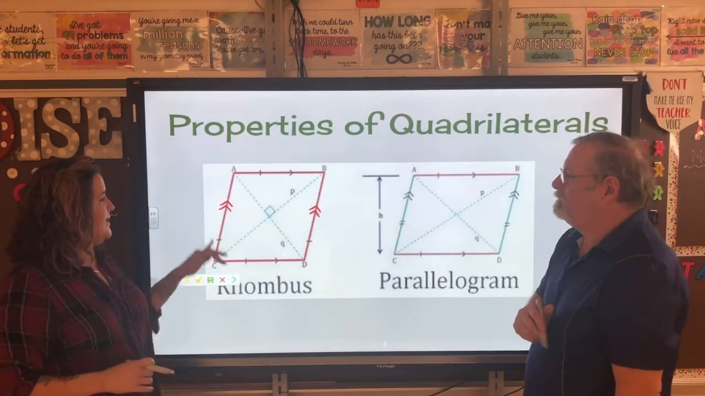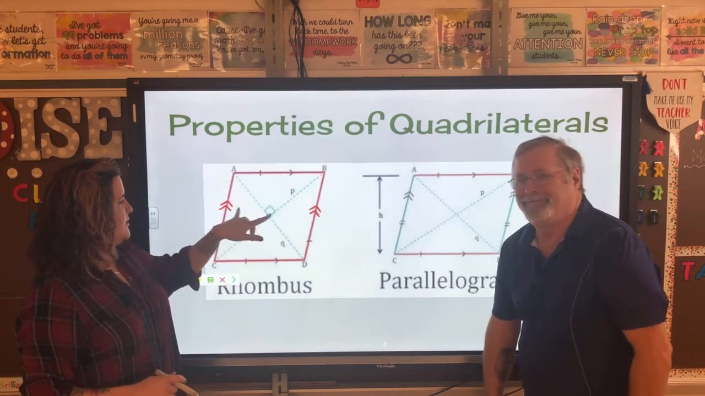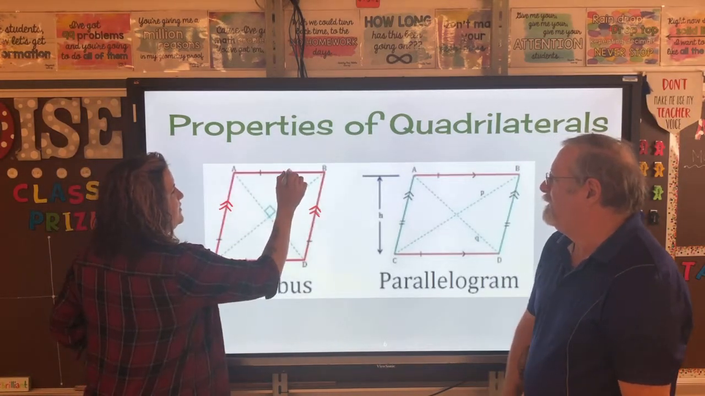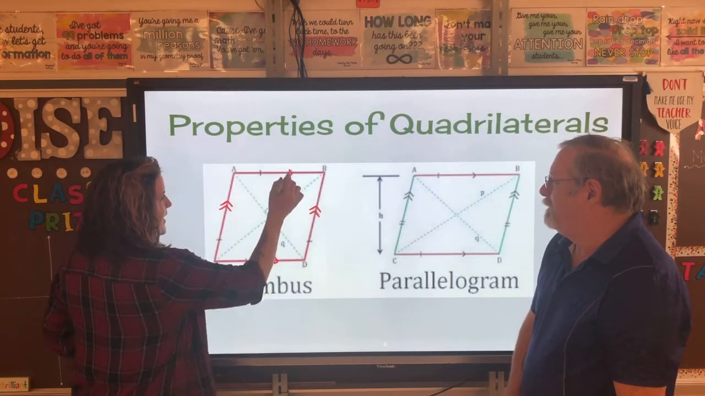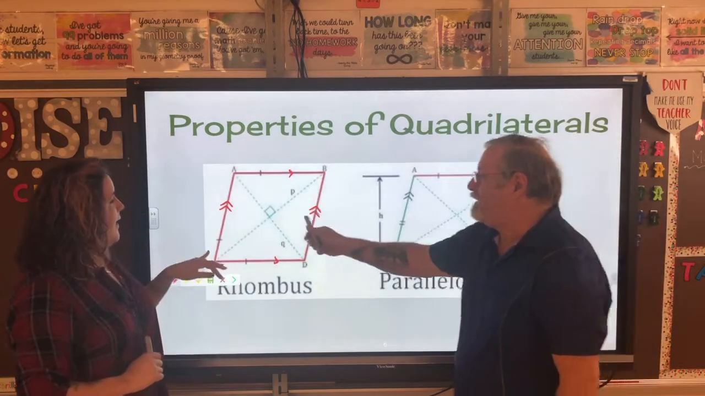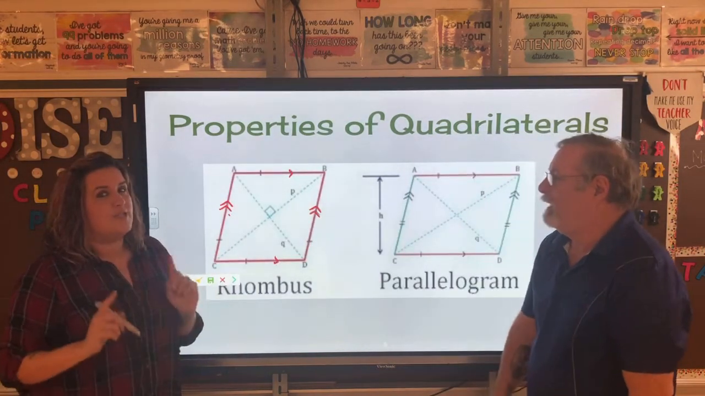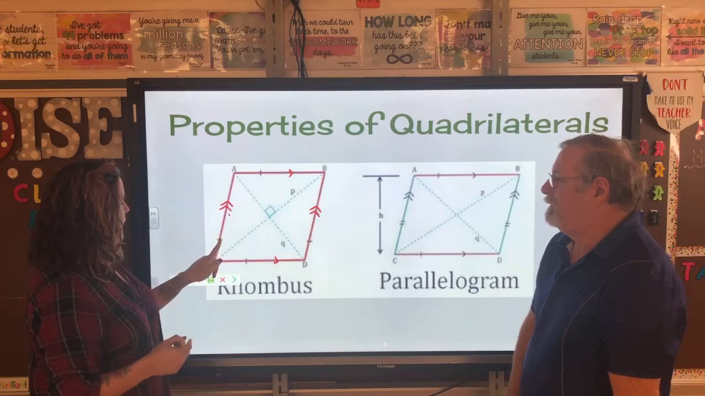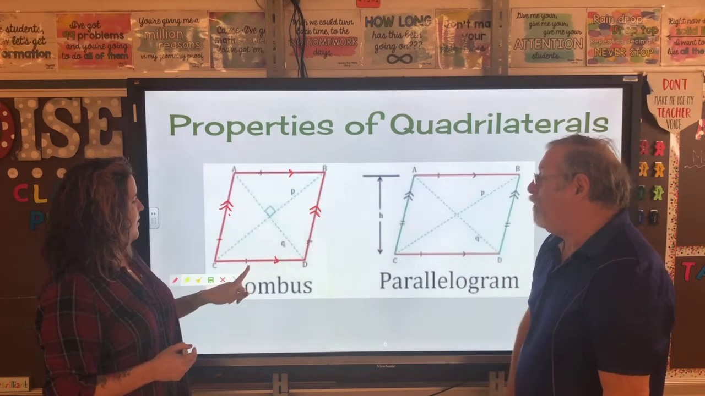So in a rhombus, opposite sides are parallel. These ones have two of the little arrows. This one has one. So this line is parallel to this line, and this one is parallel to this one. Right. And in a rhombus, all sides are congruent, right? One tick mark, one tick mark, one tick mark, one tick mark.